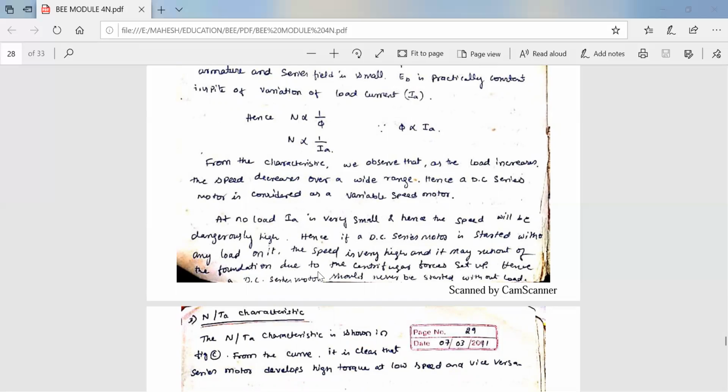Due to centrifugal forces set up, an excessive force has been developed in the DC series motor, and this makes the motor run at a very high speed. Hence we should not start a DC series motor without any load.